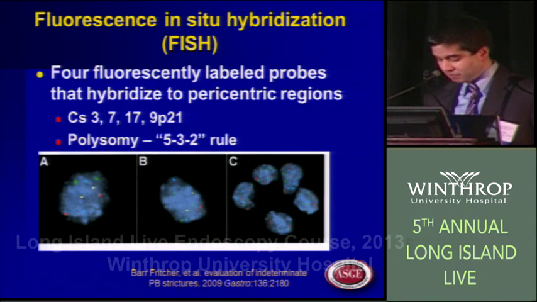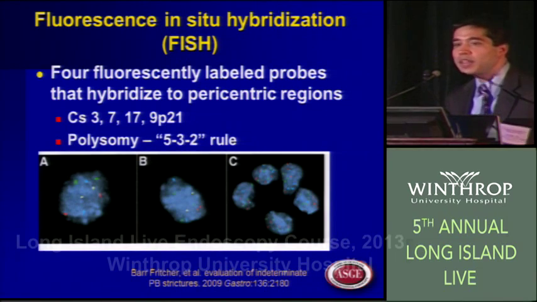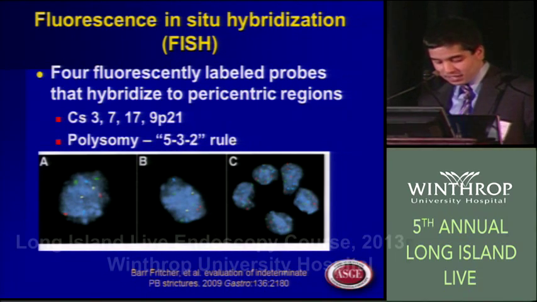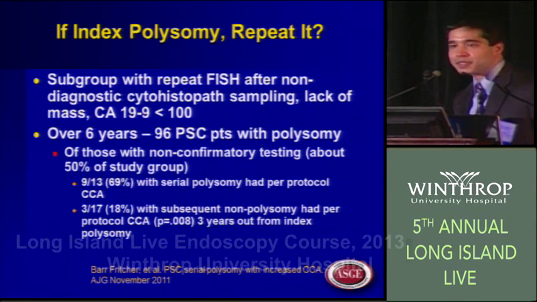And these probes that are colored probes, there's a 5-3-2 rule, so you need at least 5 epithelial cells, 3 different chromosomal abnormalities that have at least 2 light-ups per abnormality. That's polysomy. The problem with it is that an isolated polysomy may not necessarily predict malignancy.